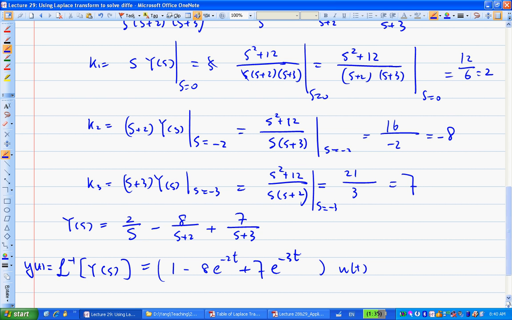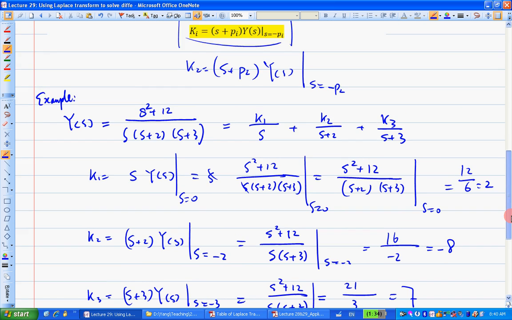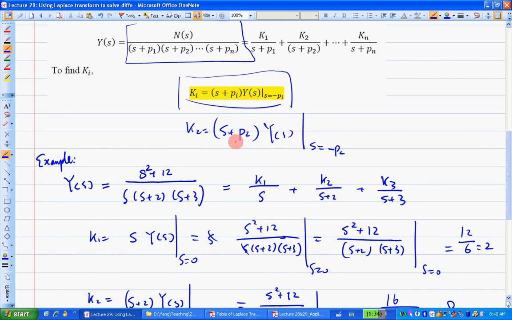Oh, this is 2. Sorry. Yes, exactly. Thank you. Is that clear? So this step here is a very simple formula. Just remember how to find the corresponding k: use whatever factor is associated with that k, multiply it with the original expression, and set the resulting expression to the corresponding pole value.